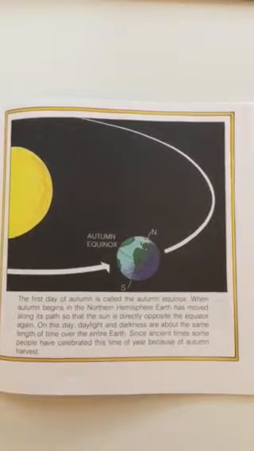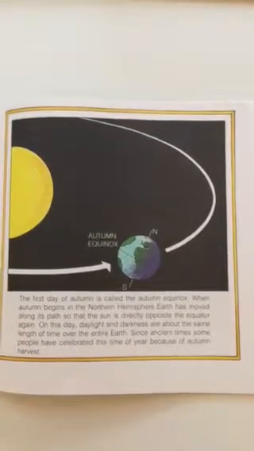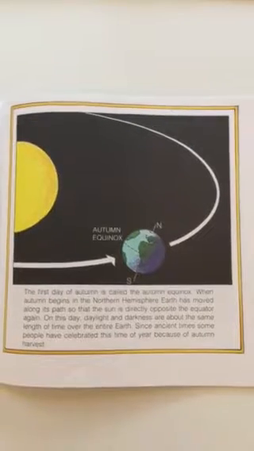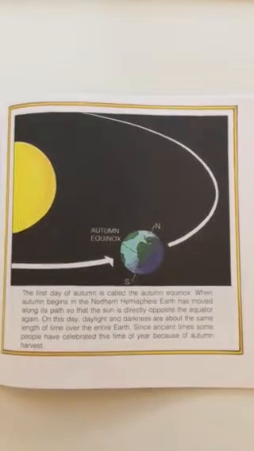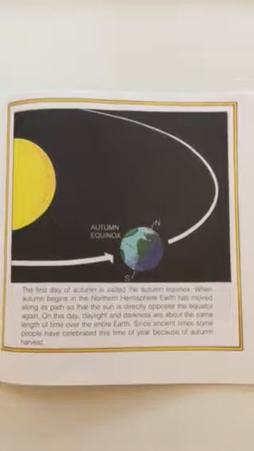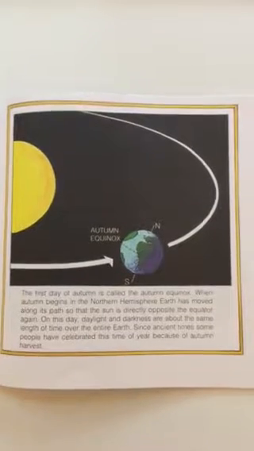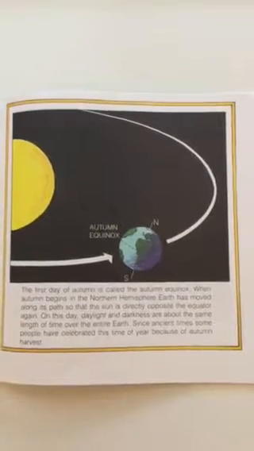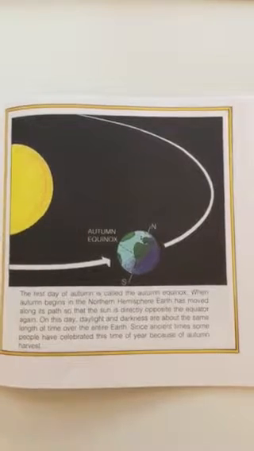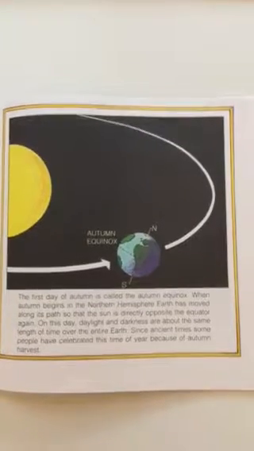The first day of autumn is called the autumn equinox. When autumn begins in the Northern Hemisphere, Earth has moved along its path so the sun is directly opposite the equator again. On this day, daylight and darkness are about the same length of time over the entire Earth. Since ancient times, some people have celebrated this time of year because of autumn harvest.